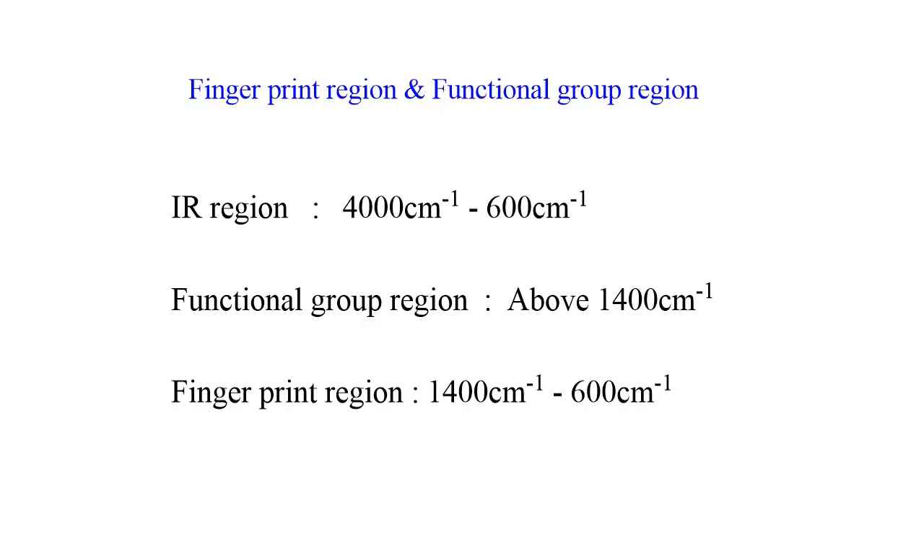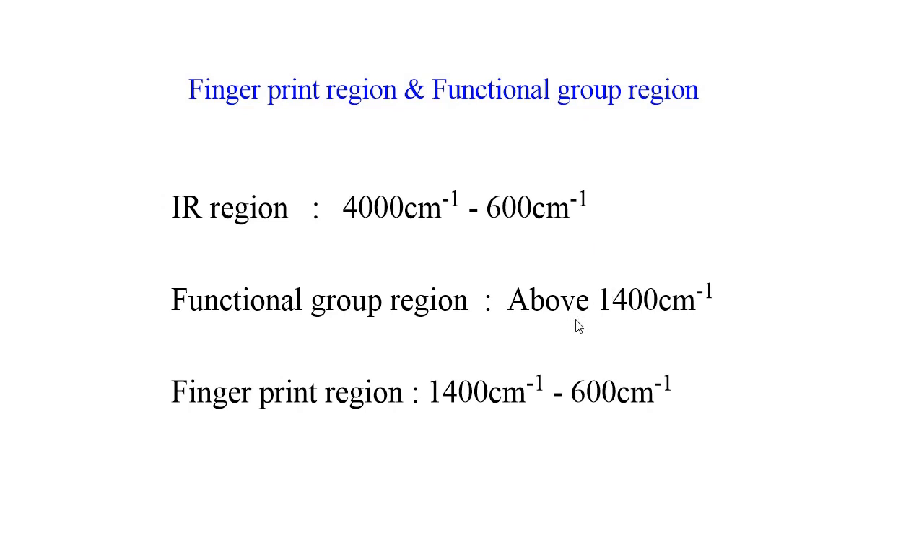Good morning, everybody. Today we will discuss the importance of the fingerprint region and the functional group region in IR spectroscopy. The IR region is usually represented in wave number. In wave number, it is between 4000 centimeter inverse and 600 centimeter inverse. The IR region comprises 4000 to 600 centimeter inverse in the electromagnetic spectrum, right?